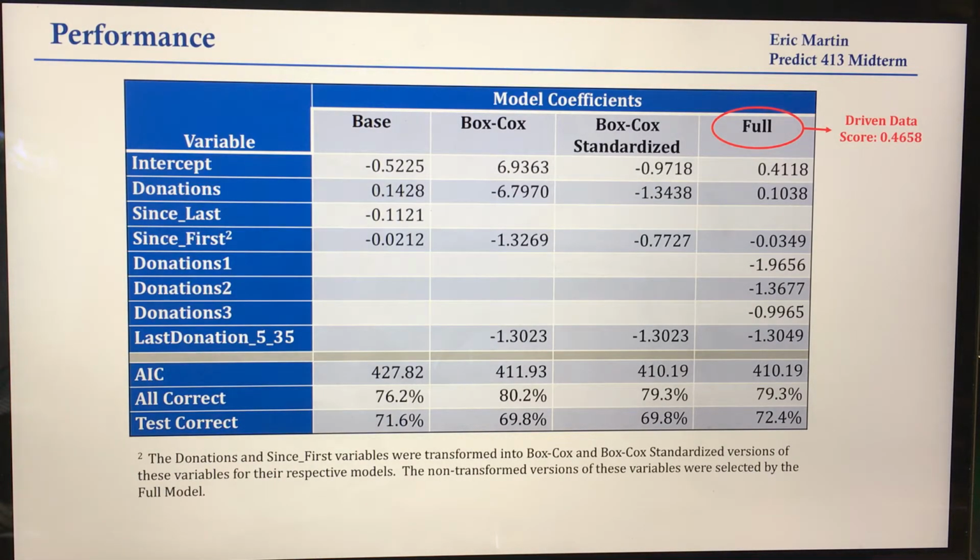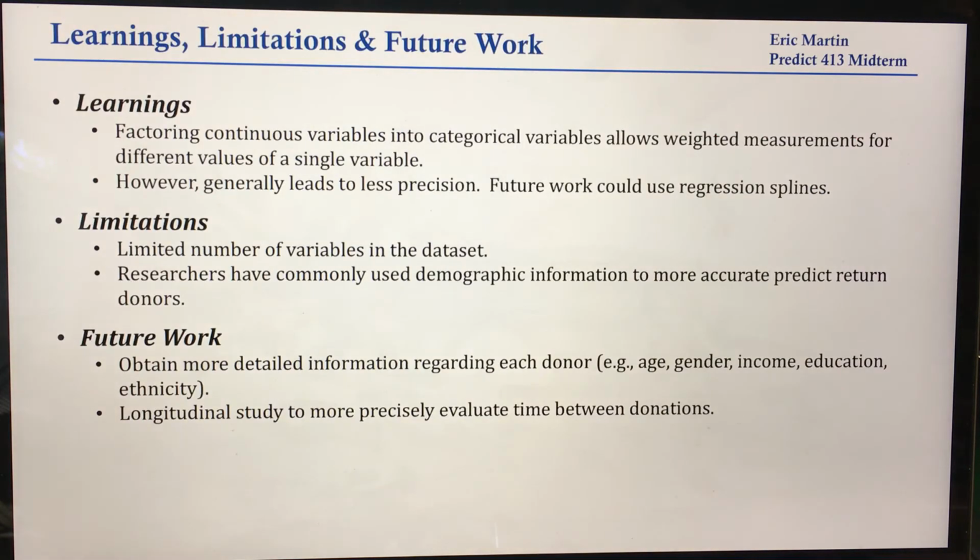So you can see the performance of these, in particular the full model, which used the indicator variables for donations, 1 previous donation, 2 previous donations, and 3 previous donations, basically penalizing the probability. That was the selected model, and it was the one identified in DrivenData as the best. So the learnings included that factoring continuous variables, in this case, proved to be pretty helpful.